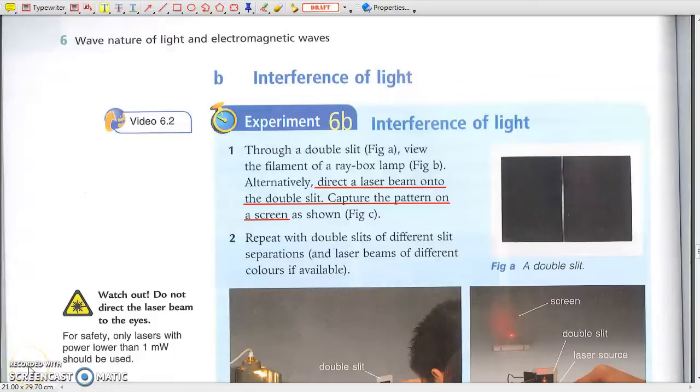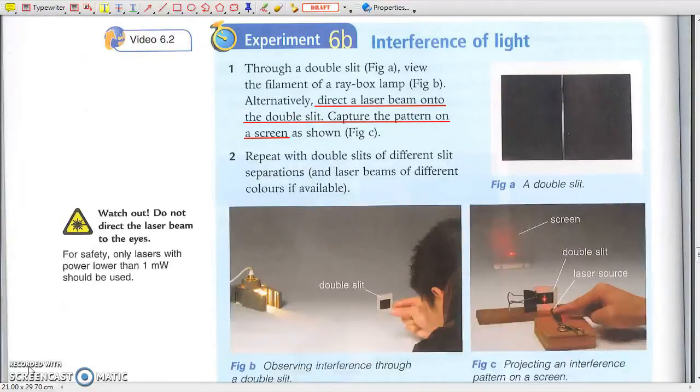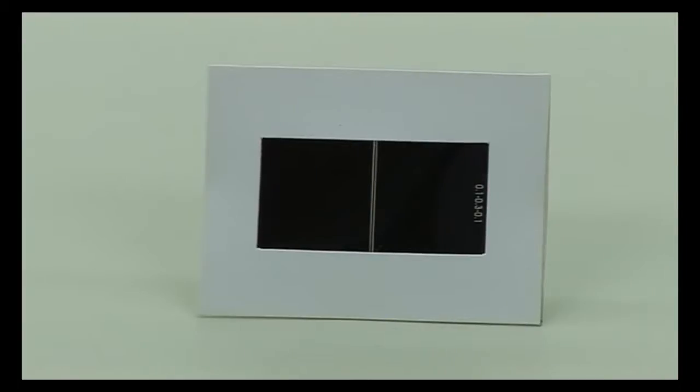B. Interference of light. Other than diffraction, light also exhibits interference. The simplest interference is the interference by a double slit. Let's take a look at the experiment below. This is a double slit. It consists of two very narrow slits close together. When we view the bright filament of a ray box lamp through the double slit, we see an interference pattern.